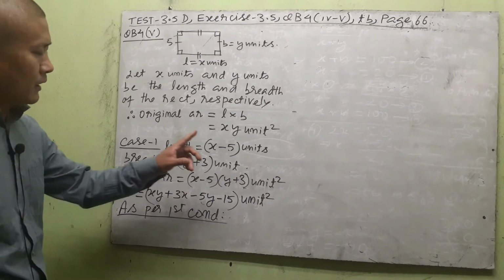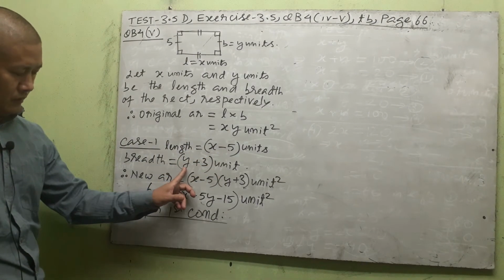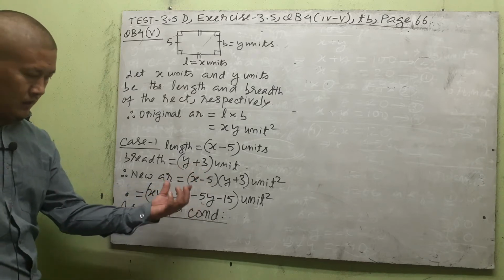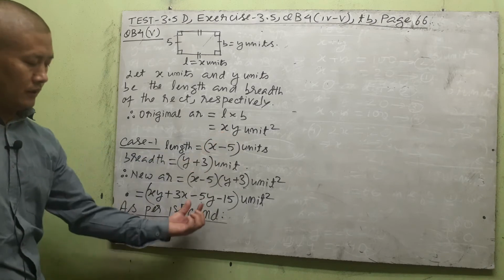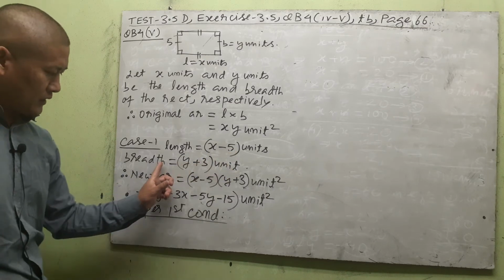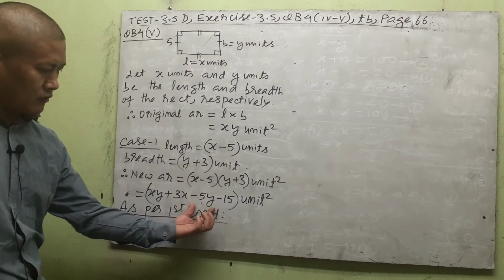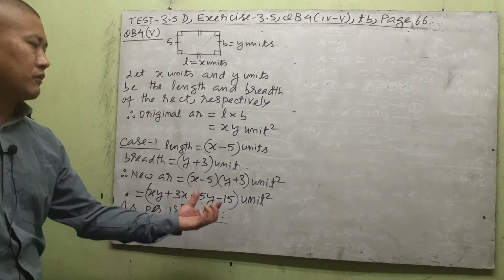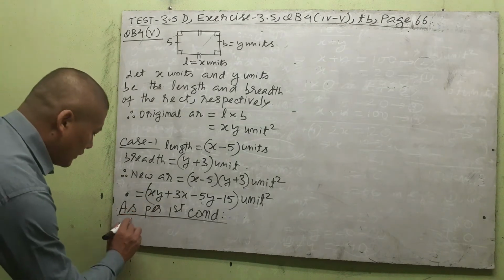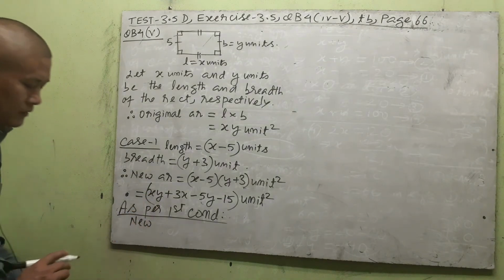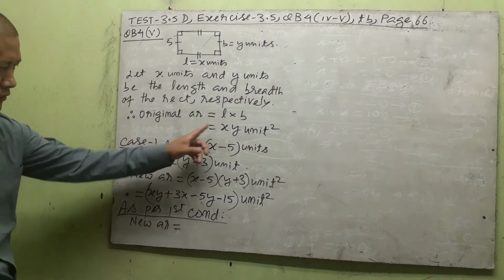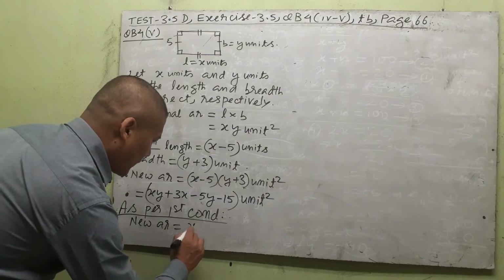So when length is reduced by 5 units and breadth increased by 3 units, the new area is smaller than the original. This new area of the new rectangle is going to be reduced by 9 square units, means this will be smaller than this. So the new area here will be smaller than the original. So original is xy.